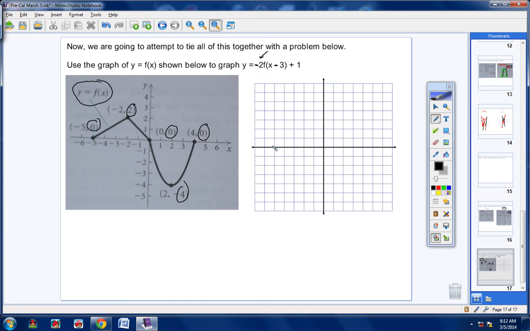So 0 times 2 is 0. So that ordered pair stays right there. 2 times 2 is 4. So I go -2, +4. We're multiplying every y value by 2. 0 times 2 is 0. So we stay right here. -4 times 2 is -8, so I'm still at 2, and I'm way down here at -8. And then 0 times 2 is 0, so we stay right here at 4. So there. So what I did, let me quickly sketch it, is I did a vertical stretch, and I multiplied every y value by 2.